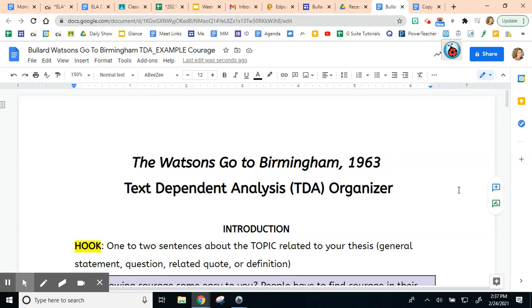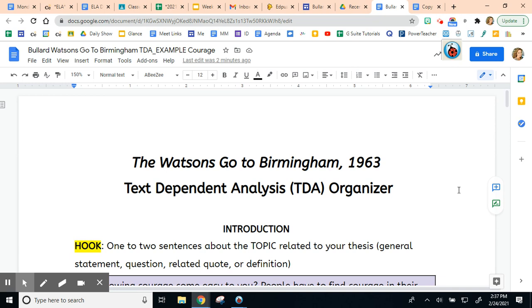All right, everybody, it's time to write the introduction to your TDA. You should have your copy of the organizer split screen with this video. If you haven't done that, go ahead and do that now. Pause the video, get yourself set up so that you can write along with me using this Ed puzzle.